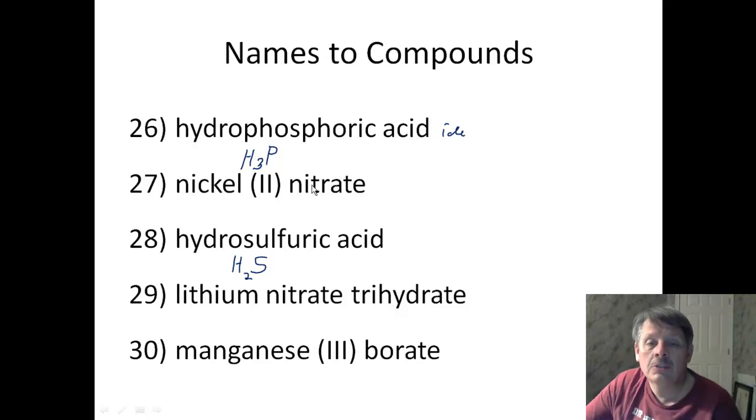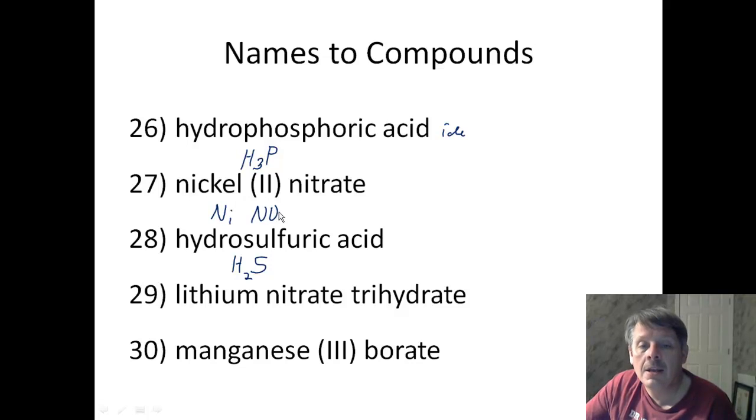How about nickel nitrate? Well, nickel nitrate's an ionic compound because it starts with a metal. This is nickel, Ni, and NO3 is nitrate. Nickel has a 2+ charge. Nitrate has a 1- charge. I have to crisscross them, so I end up with 2 nitrates.